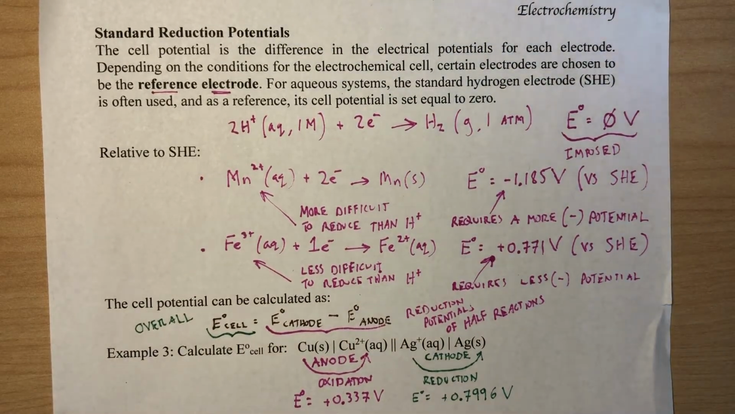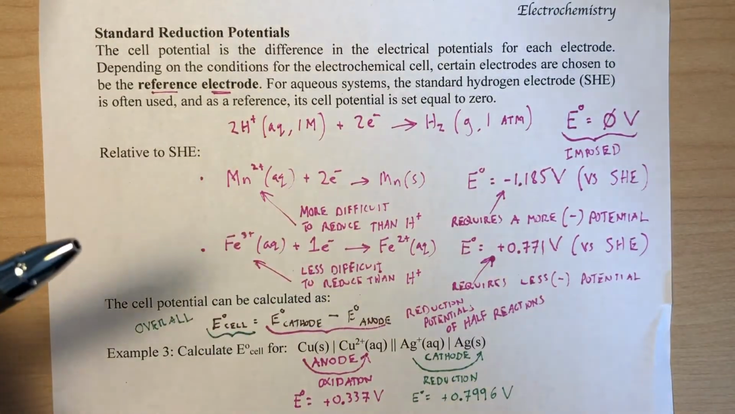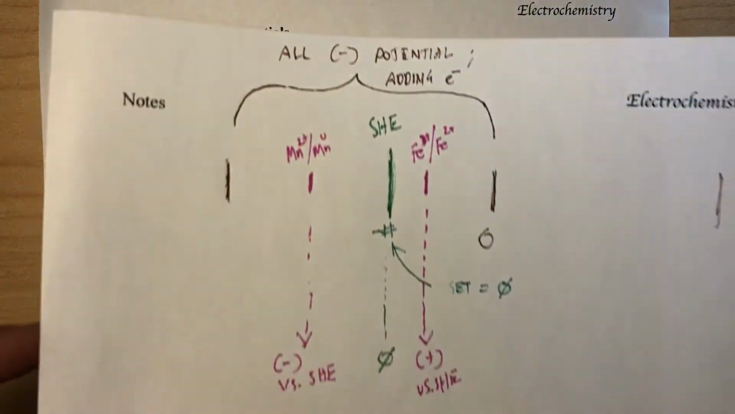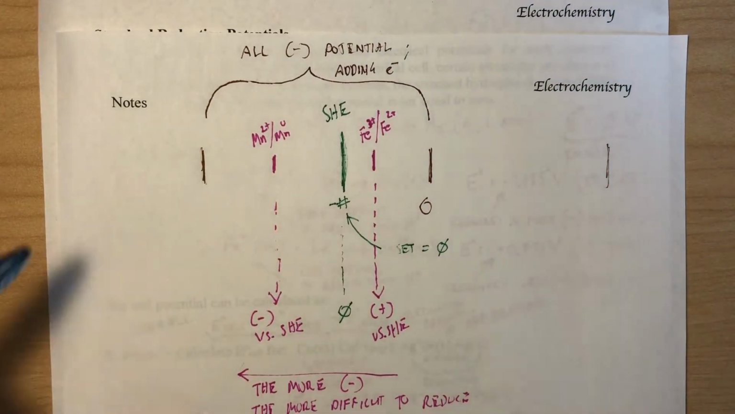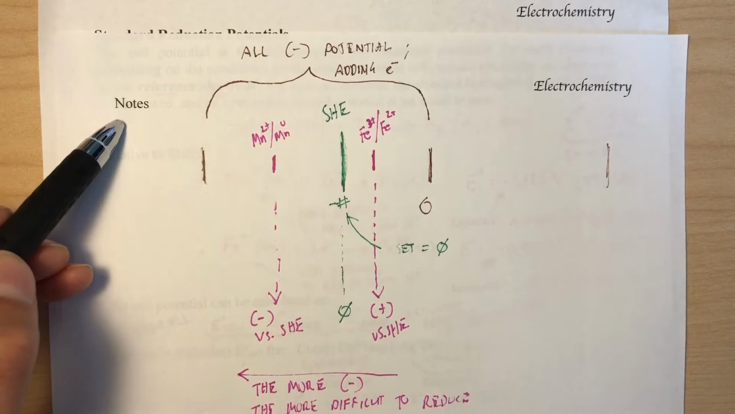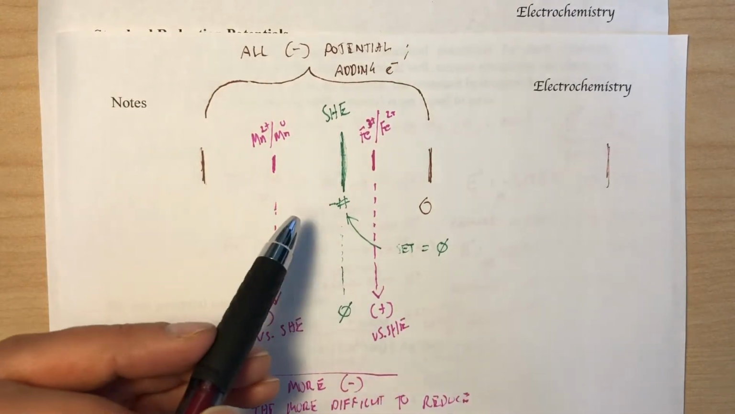So why do I say things like less negative and more negative? It's because overall in solution we're at a negative potential. And the reason for that is because we're adding electrons to things. So if we go to page 110, we're going to add a little bit of notes here so that we can see a graphic of exactly what we're doing.